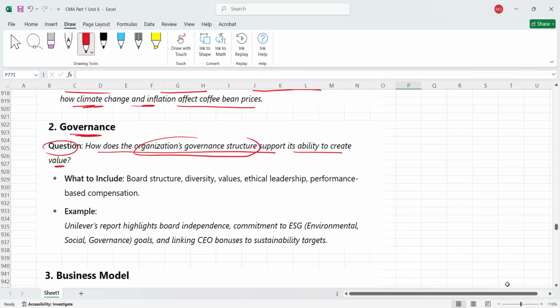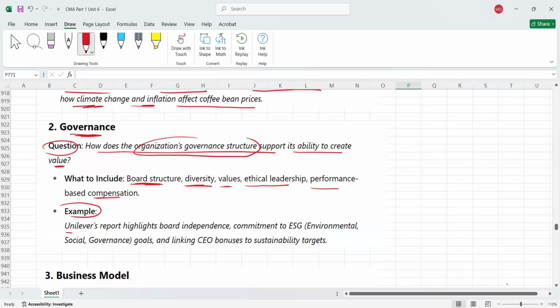In this section, you will explain the board structure, like who are the members of the board of directors, the chairman of the board of directors, diversity, values, ethical leadership, performance based compensation. So these are the things which we can include in the governance section. Like what is our board structure, diversity of employees, values, ethical leadership, performance based compensation. Here as an example it is quoted, guys. I know it is too much information, but you need to absorb these things. At least you should know what the section is, what question you need to answer and what to include.